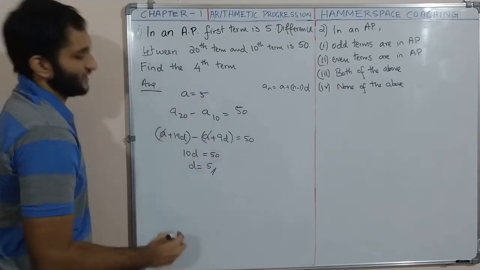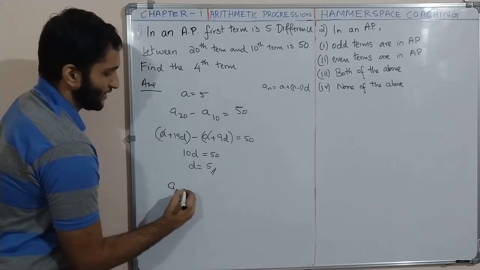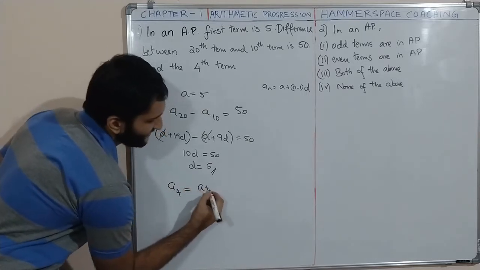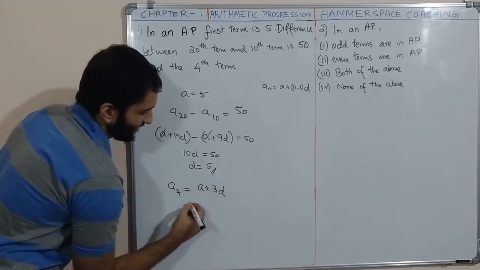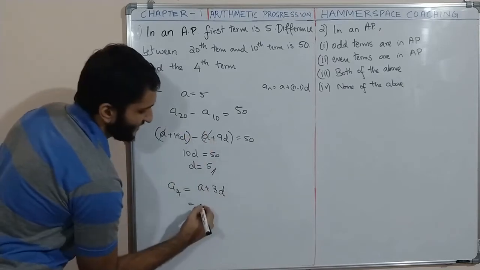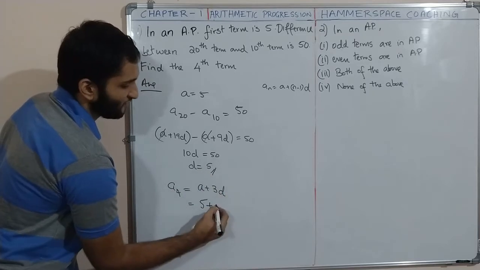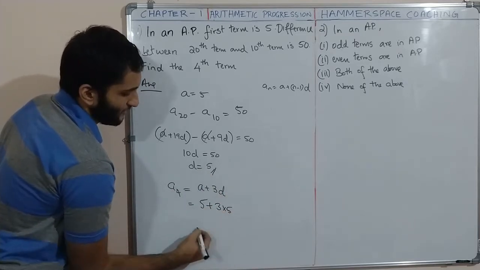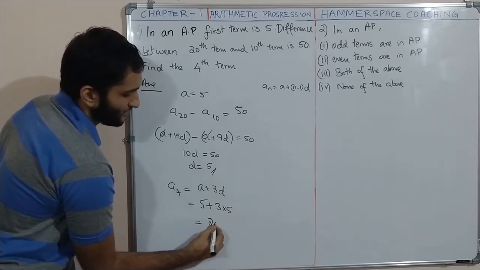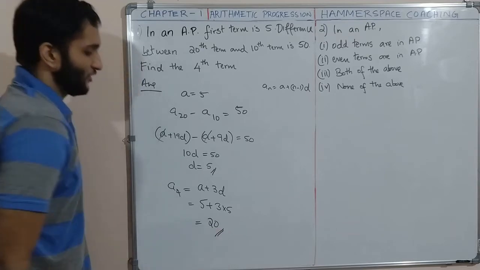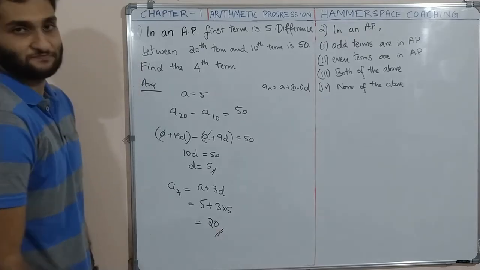So what is the fourth term? A4 equals A plus (n minus 1) D, that is A plus 3D. A is 5, so 5 plus 3 into D, that is 3 into 5, that is 15. So the answer equals 20. This is the final answer.